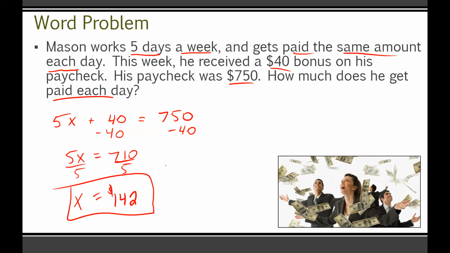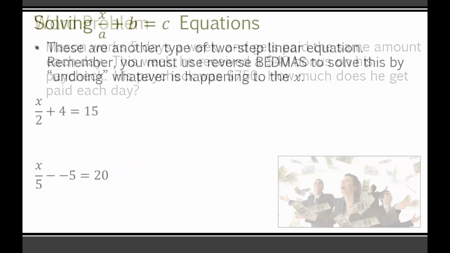I don't require you guys to give a sentence in your response. It is nice. So if you wanted to write Mason makes $142 per day, by all means go for it. But I don't necessarily look for that as long as you have your answer very clear. In this case, I've boxed my answer. That is all I really care to see.